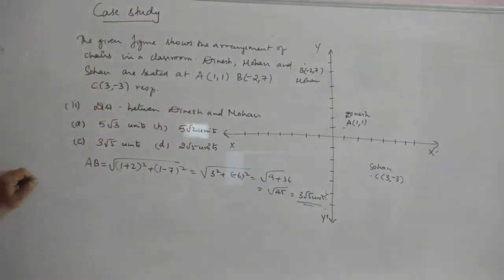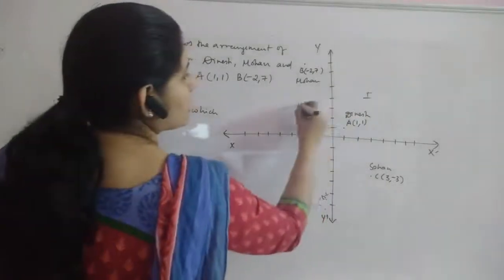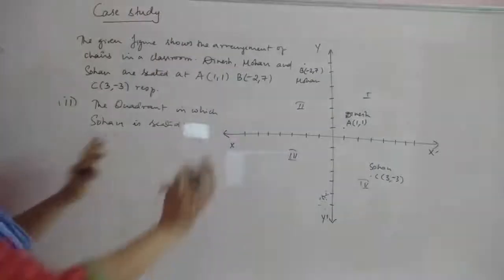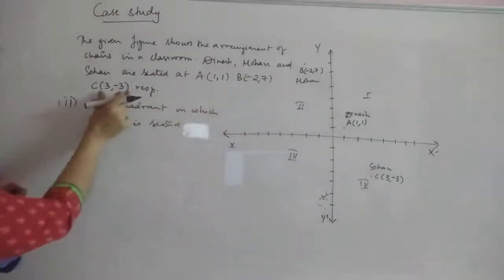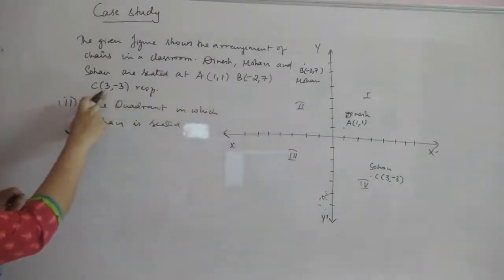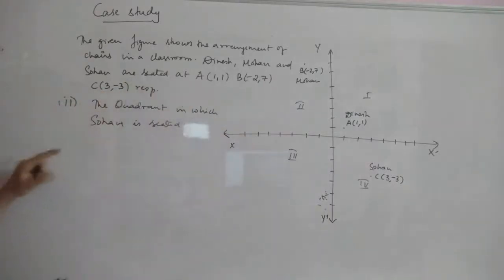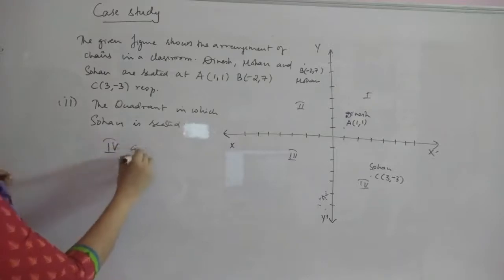Okay. This is your first quadrant, second quadrant, third quadrant and fourth quadrant. So if this one is not given, only the point is given, you have to know the first coordinate is positive, second is negative, means it should be in the fourth quadrant, like that. Okay. So the answer is fourth quadrant.